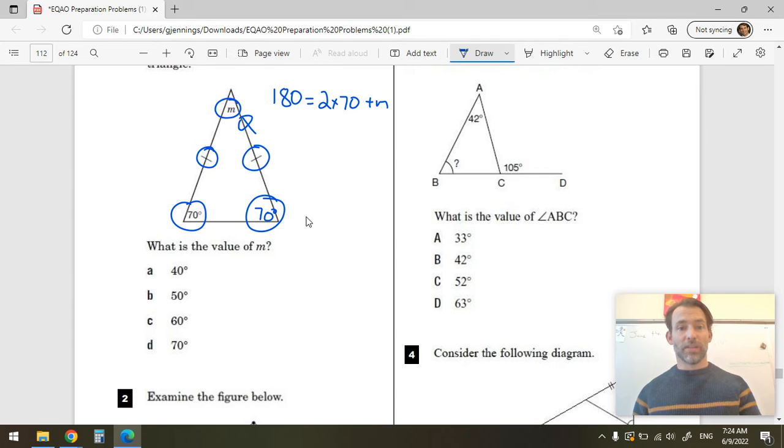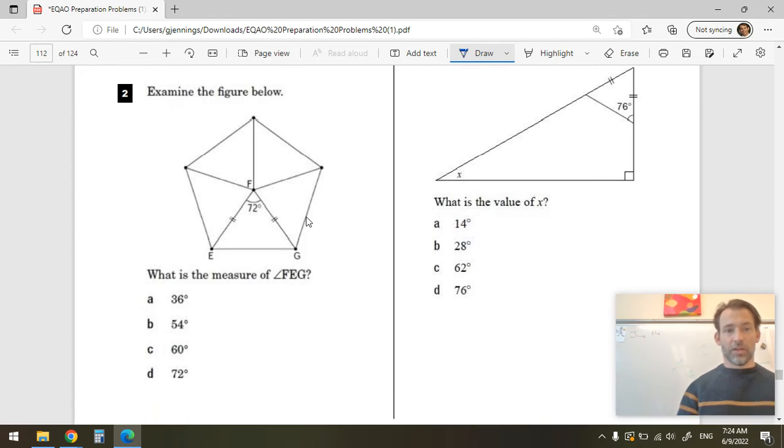So we want to solve this. And then we find that m is 40. 180 equals 140 plus m. And I need to add 40 to 140 to get 180. So it's 40 degrees.